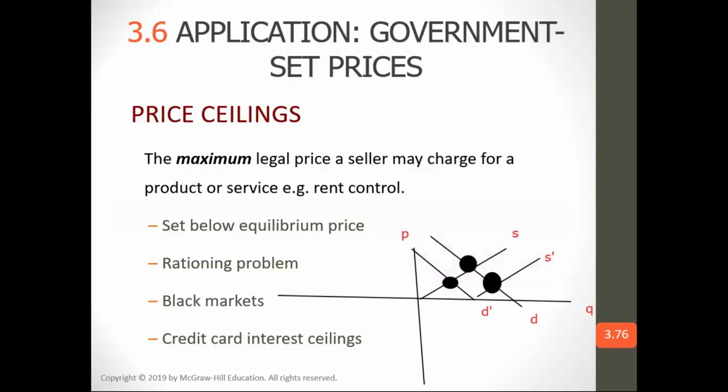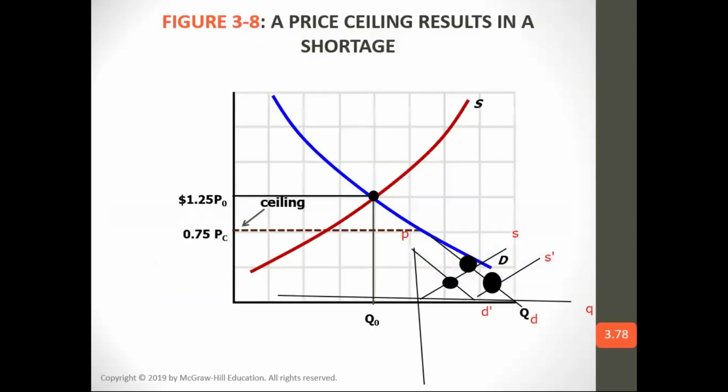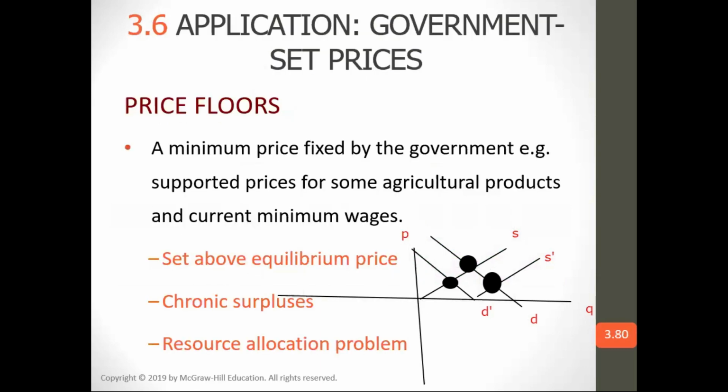Price ceilings are the maximum legal price a seller may charge for a product or service. It's set below the equilibrium price. This is done to keep prices low. They do this for rent control mostly. Keeping rents below equilibrium causes a shortage.